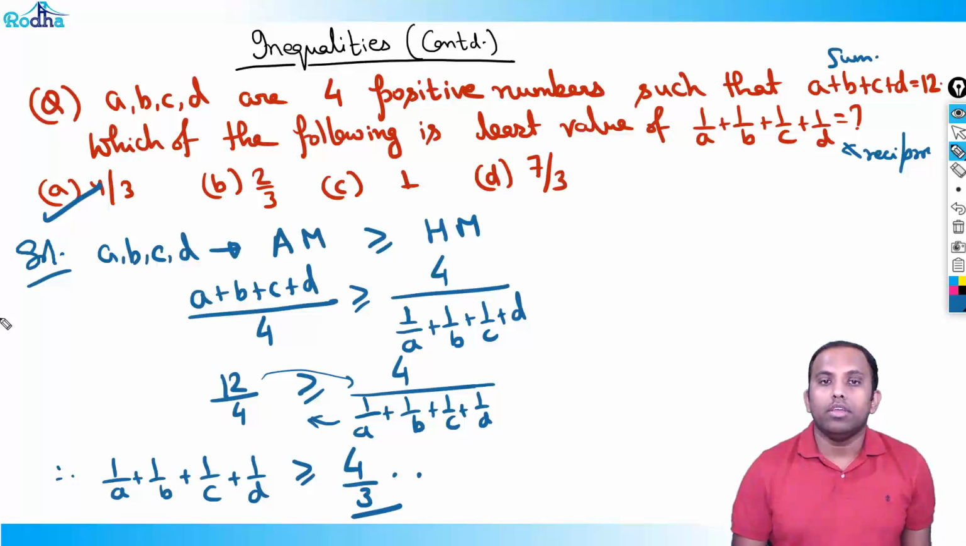Okay, this is the answer to the question: 4 by 3. When will the equality sign hold? When all of A, B, C, D are equal, that is, when A, B, C, D are equal to 3 each. Then the equality sign will hold. Okay, now the next question we can do.